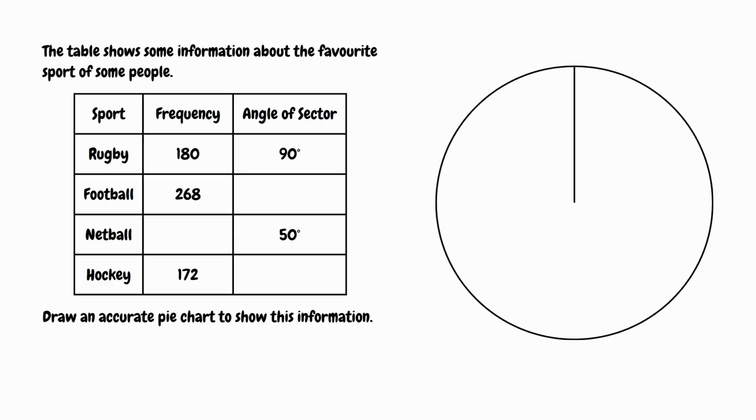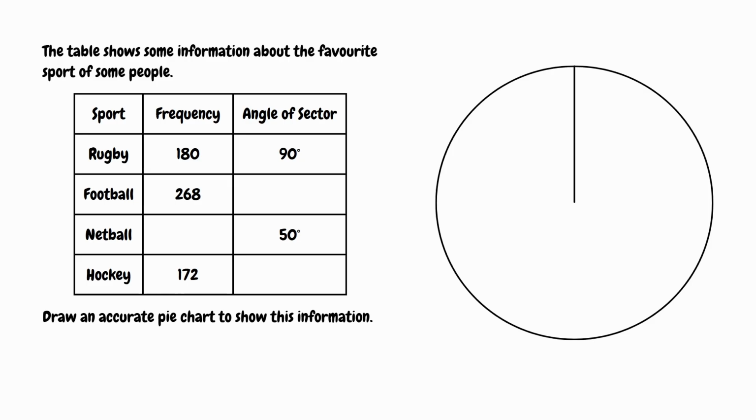So in the last example, we found the total frequency because we had all the individual frequencies, and we could make the connection between that and the total angles in a pie chart, which we knew are 360 degrees. But we can't do that for this question because we don't have the frequency for netball, so we can't do the total frequency. But from the table, we can make a connection between frequency and angle.